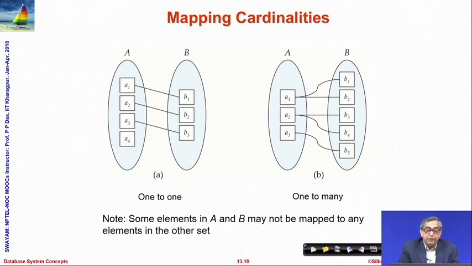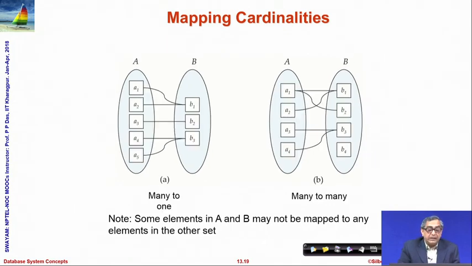Whereas, in diagram B you see that A1 relates to B1 as well as B2, A2 relates to B3 as well as B4. So, one entity in A may relate to more than one entity in B, but if you look from the B side, every entity in B is related to at most one entity in A. Then we say from A to B it is 1 to many.